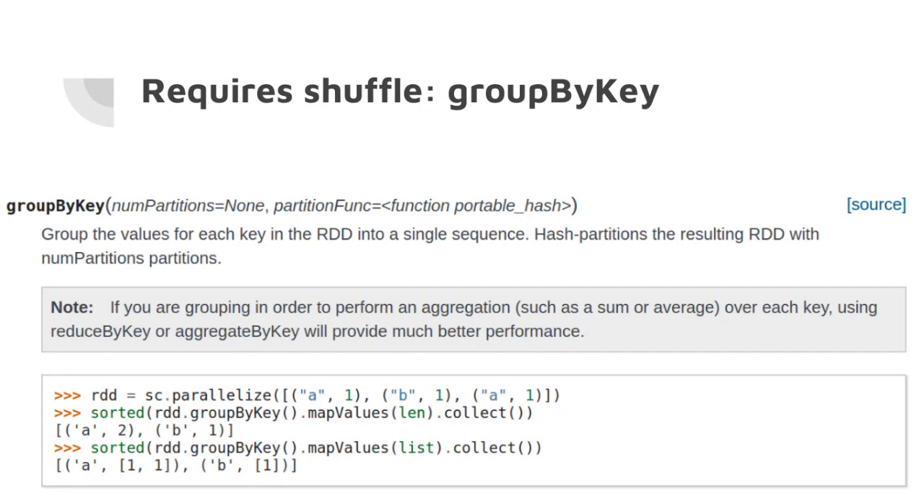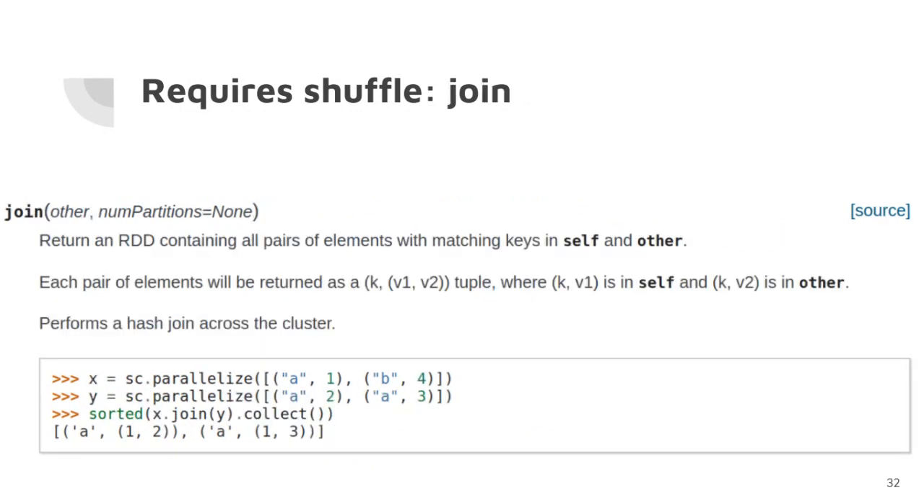Or, that's the second example, you can again group by the key, and then you map the values using a list. That means you store all the values associated with each key in a list. And so A will then contain 1, 1, and B will contain 1. So that's group by key.